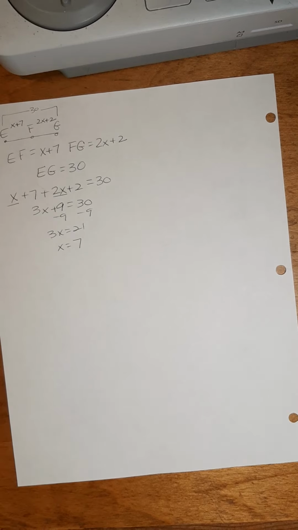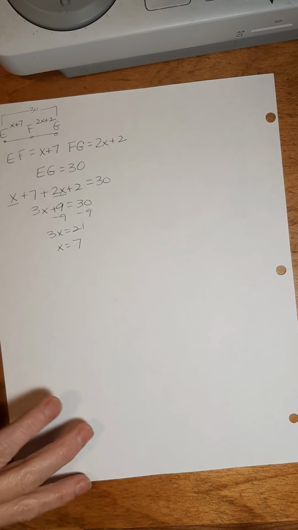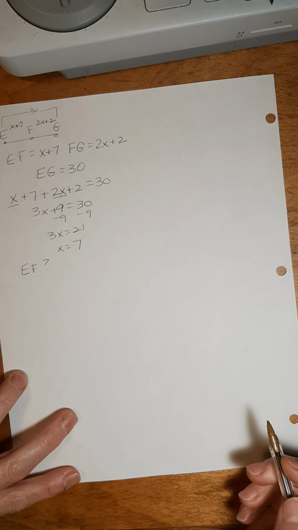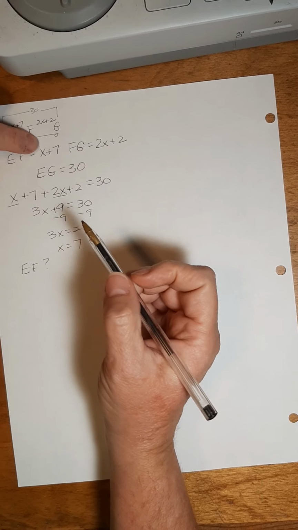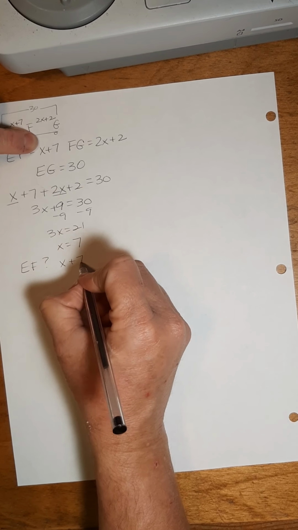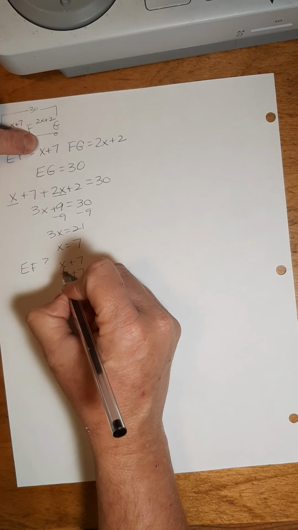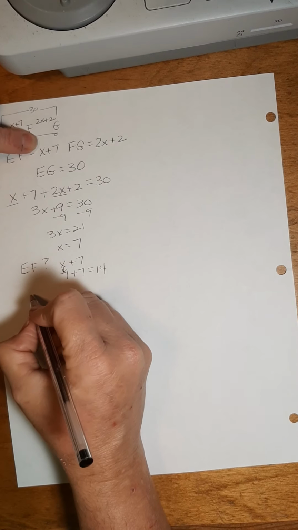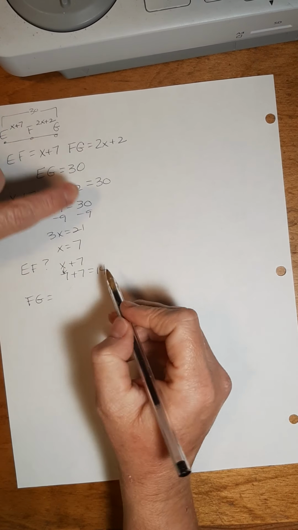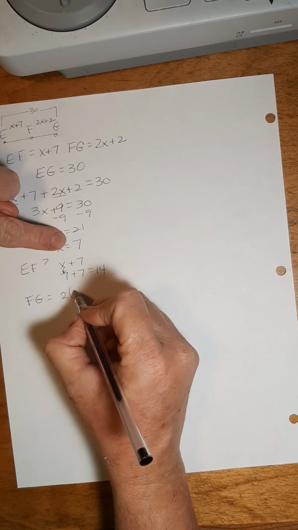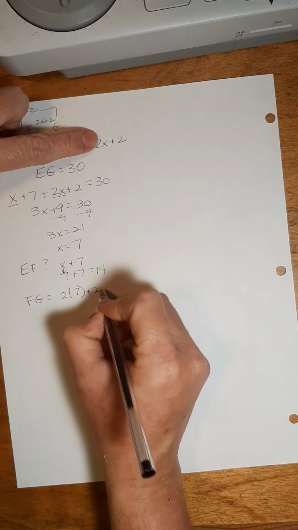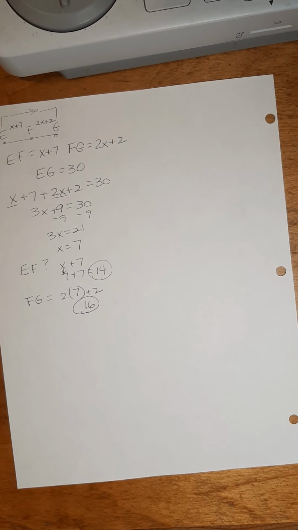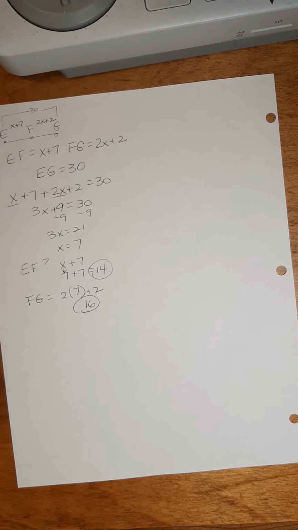Now, if I just want to know what x is, you're done. Let's say instead of just finding x, I wanted to know, well, what is EF? Well, if EF was x plus 7, then 7 plus 7, when you substitute it in there, 14. Just like, let's say, if I had wanted FG. 2x plus 2, x is 7, so 2 times 7 plus 2, 14 and 2, 16. So in geometry, a lot of what we'll be doing is solving for x and then plugging it back in.